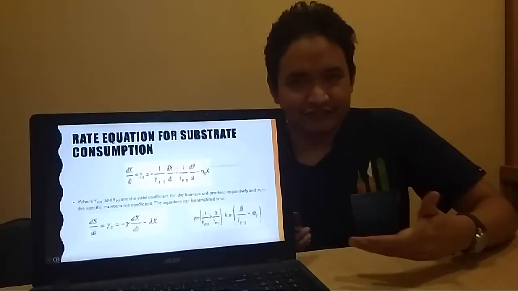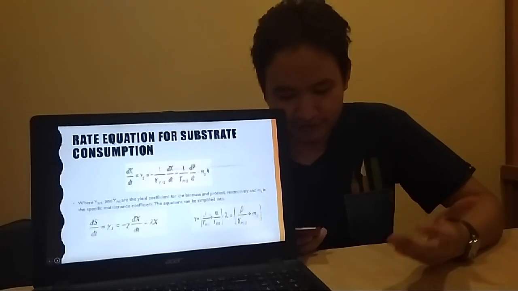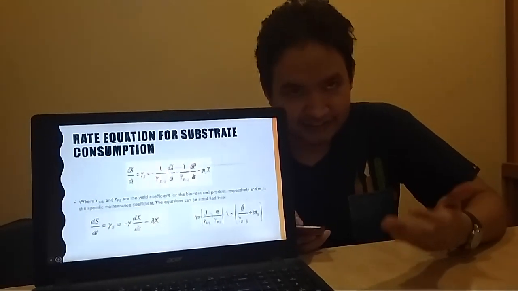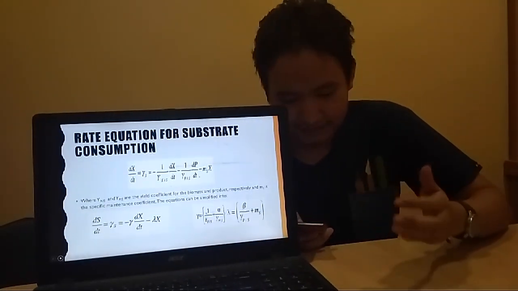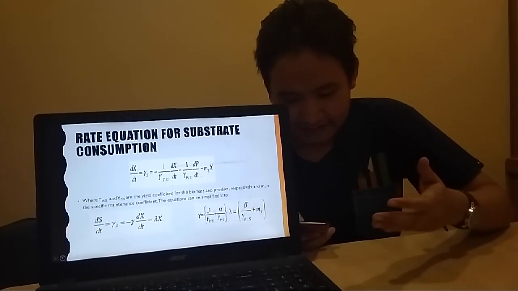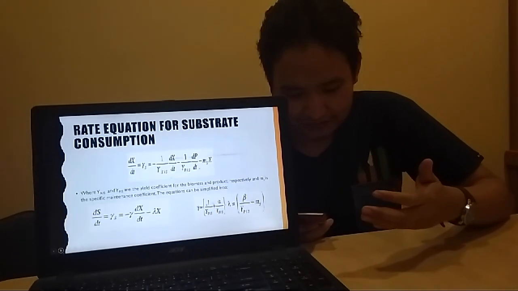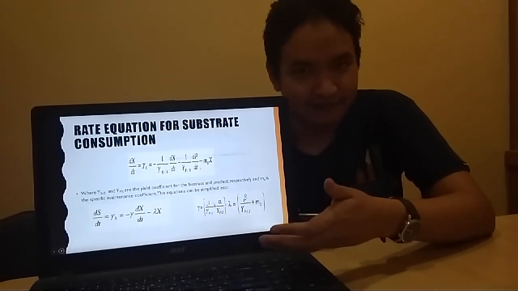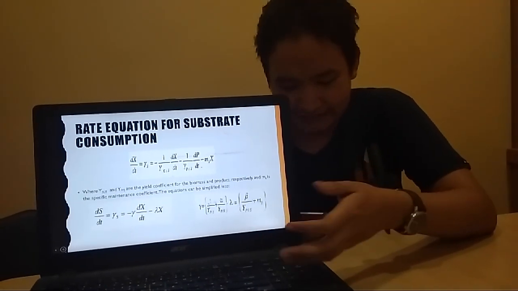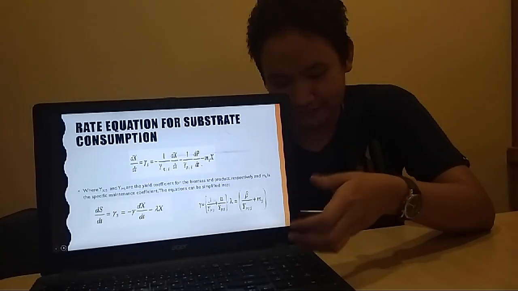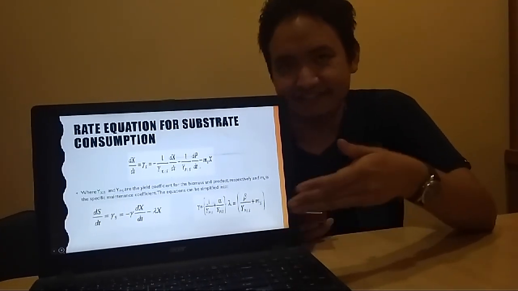These are the rate equations for the substrate consumption. Yxs and Yps are the yield coefficients, and then we equate them to gamma and lambda to get the final equation: dS over dt equals gamma s equals negative gamma dX over dt minus lambda X.